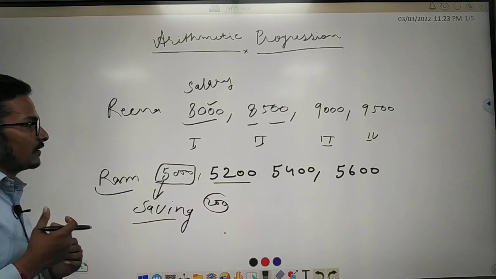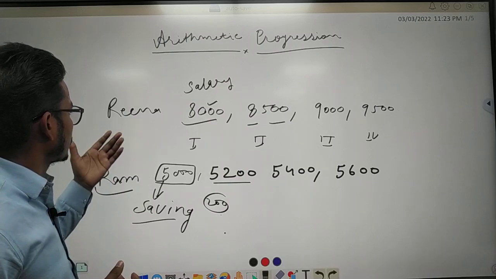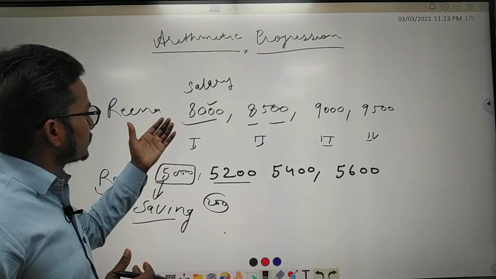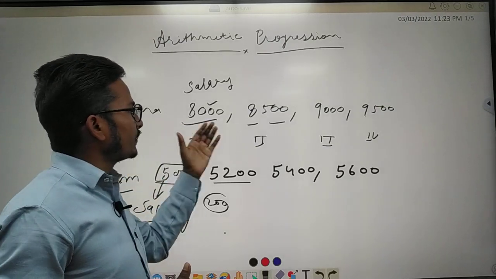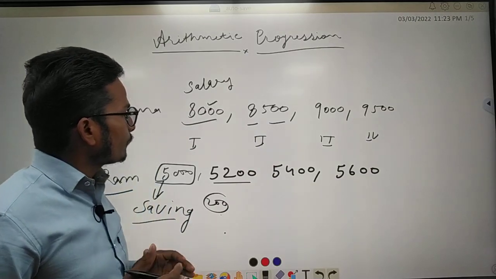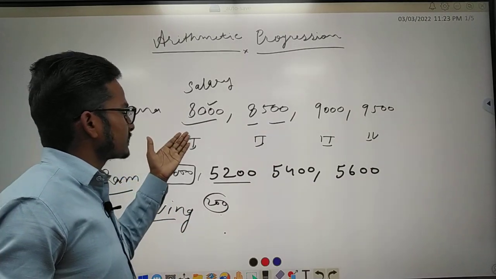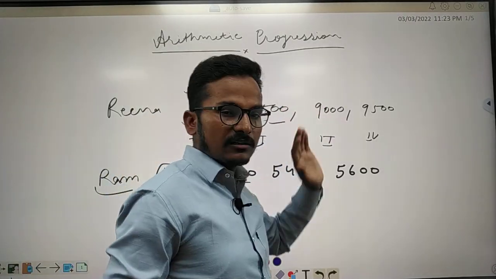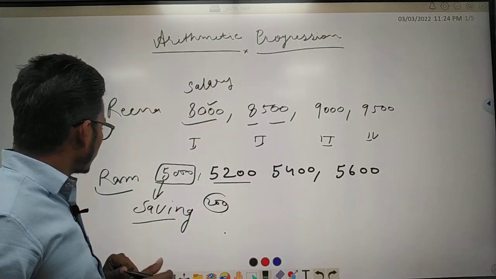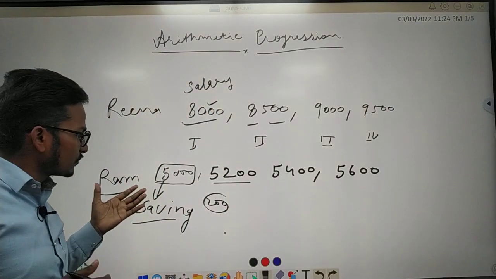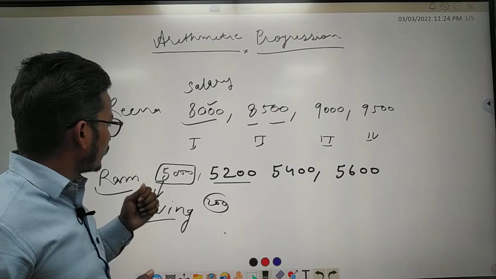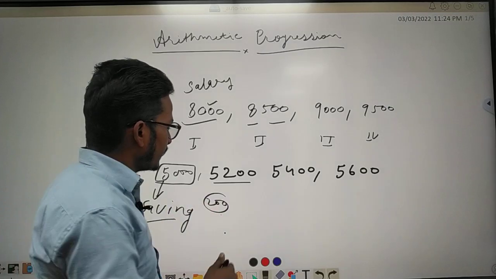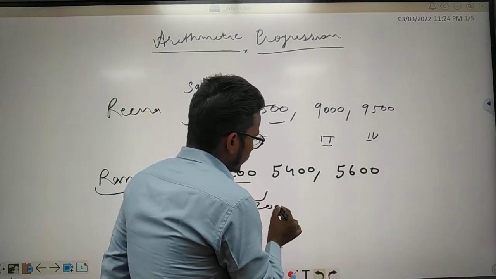In our daily life, we can see that suppose Reena is a girl and she got a job in a company, and the company offers a starting salary of 8,000 and an increment of 500 each year. So Reena's salary in the first year is 8,000, second year 8,500, third year 9,000 and fourth year 9,500. Similarly, Ram is a boy and he starts to save some money for future use. His first saving is 5,000 and the next month's saving increases by 200 each month.